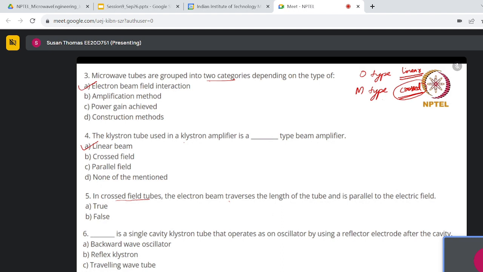So the beam, we can say the beam travel creates the focusing field. We can call it a focusing field, which is being created by the electron beam traversing through the tube.